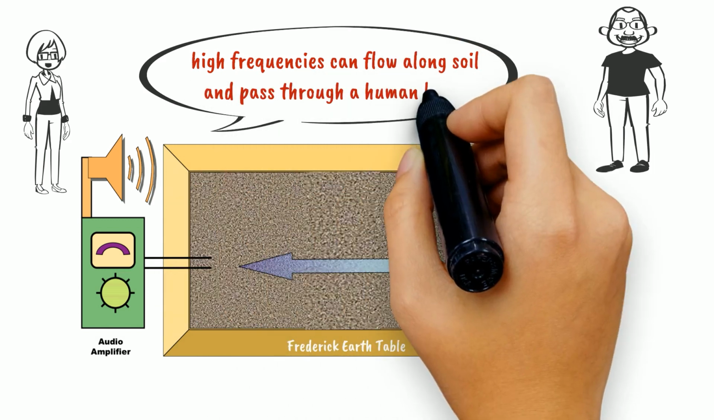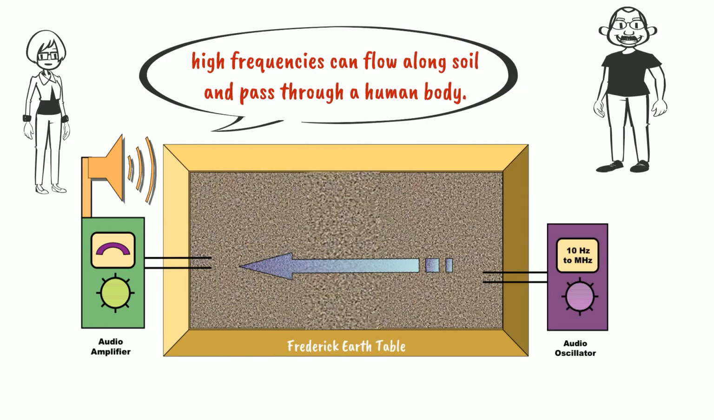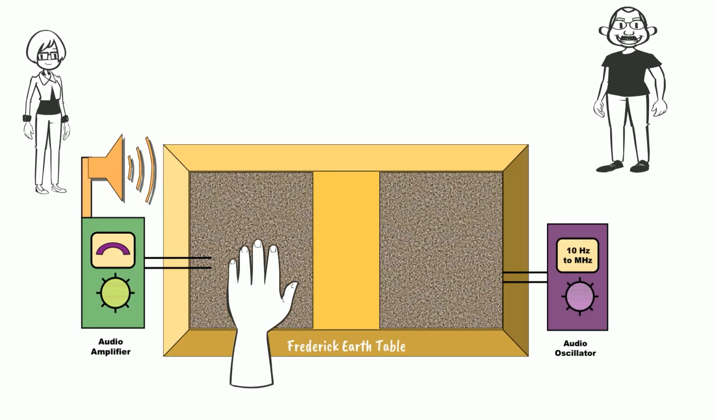Ralph, this is an excellent demonstration showing that frequencies higher than power frequencies can flow along soil and can pass through a human body. This is exactly what is happening to the cows on a farm with high-frequency ground current. This cow has electrodes attached to her front and hind legs. The sharp lines in the top graph are the high-frequency voltages flowing across the cow's body.